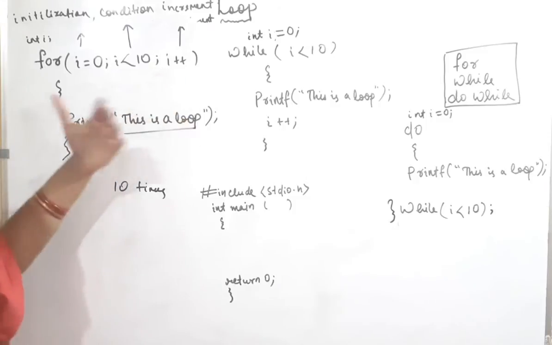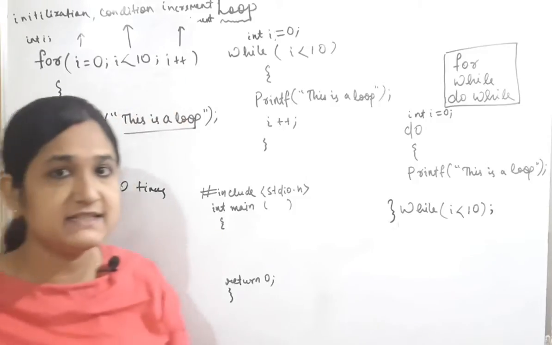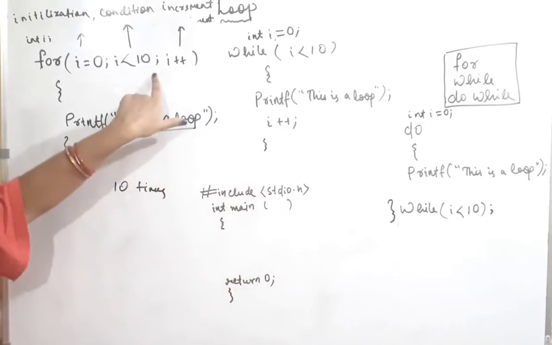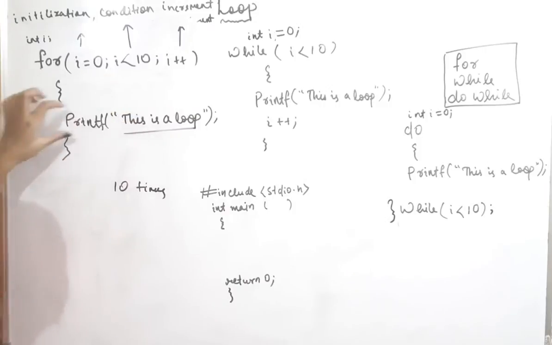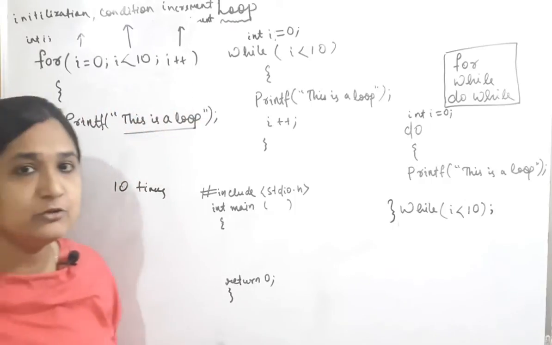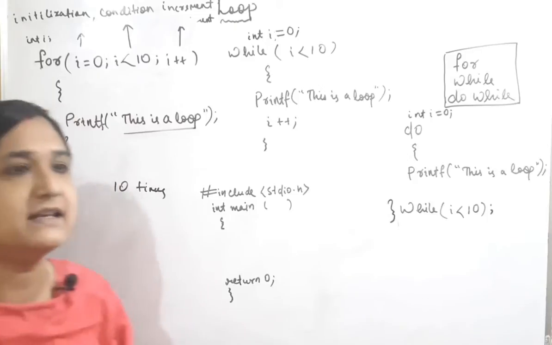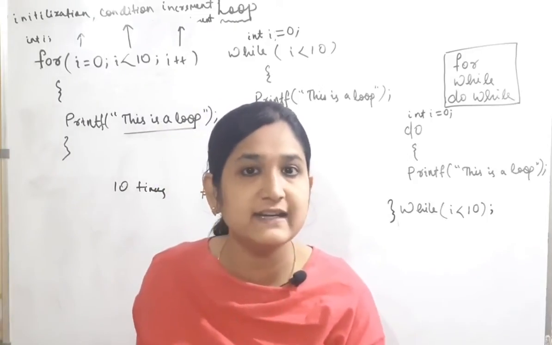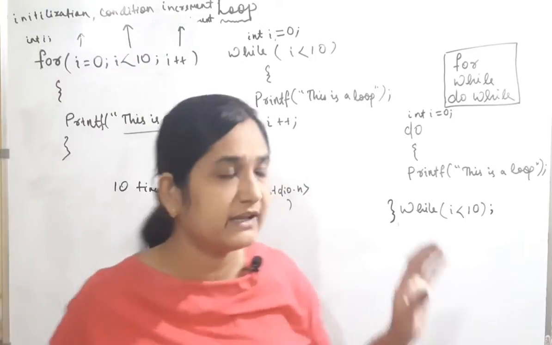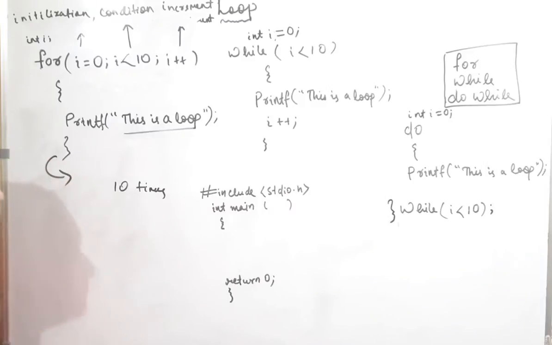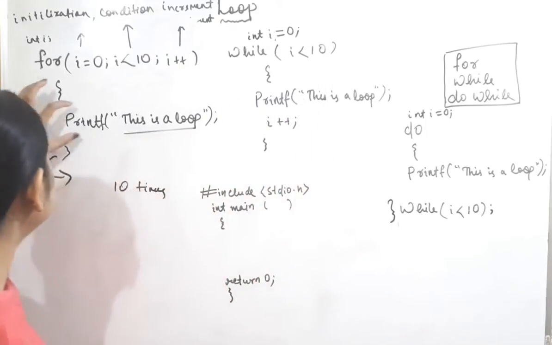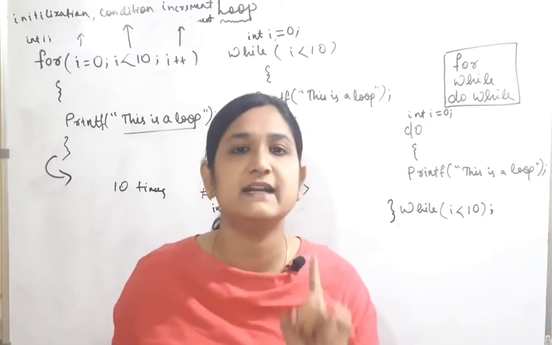Again it will increment, printing the 4th, 5th, 6th, 7th, 8th, and 9th times. Till 9 the 10 times printing task will be done. When the i value is 9, it will print "this is a loop", and after that i will increment to 10. When the i value is 10, the condition is 10 less than 10, which is not true. The condition will be false, and the control of the program will come out of this loop. So this loop has helped me print this single statement 10 times without writing it 10 times.